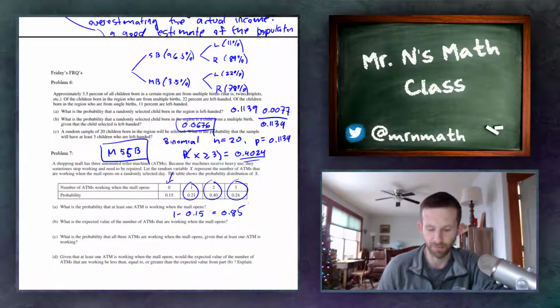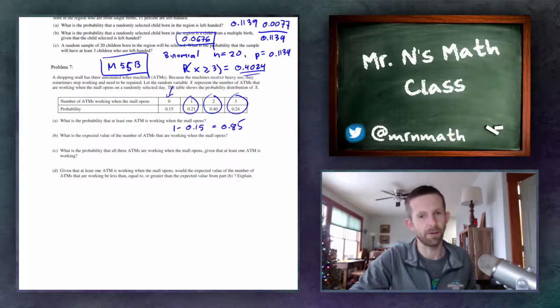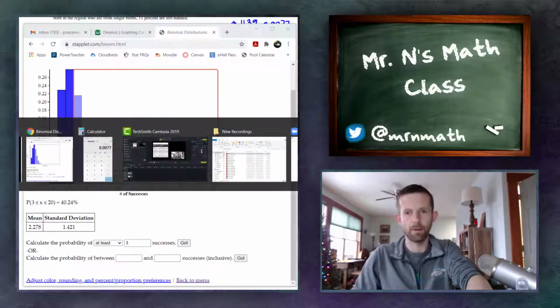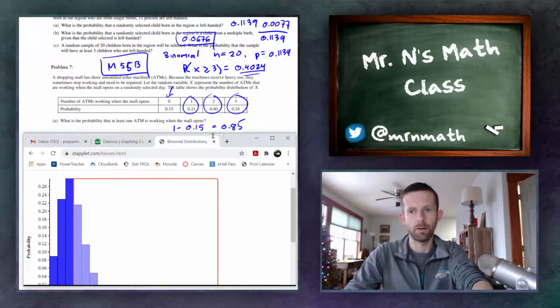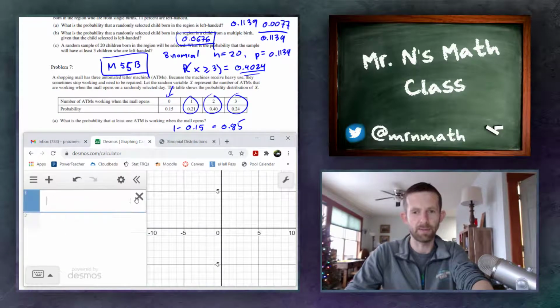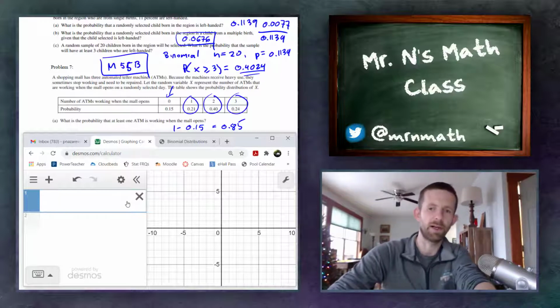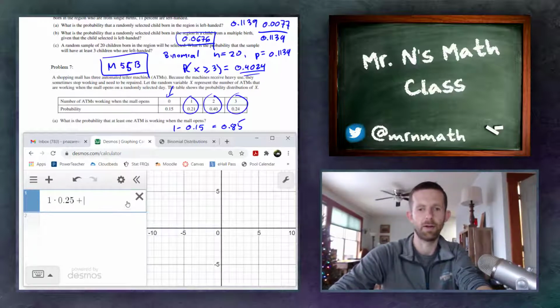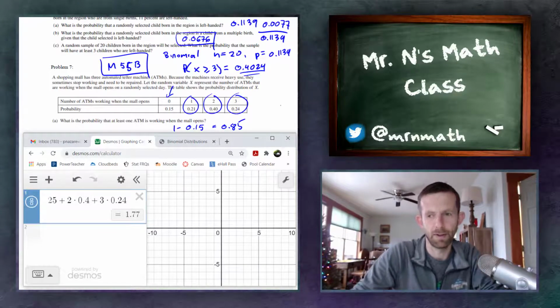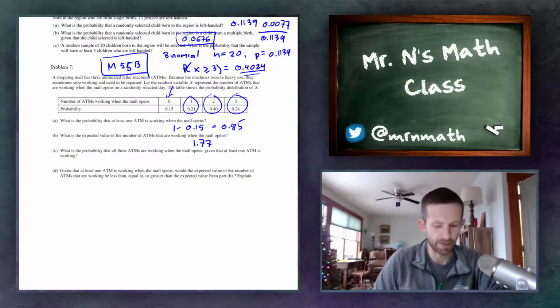What's the expected value of the number of ATMs working when the mall opens? All right, expected value. Once again, I'm going to use Desmos to find the expected value. So it's going to be 0 times 0.15 plus 1 times 0.21 plus 2 times 0.4 plus 3 times 0.24. So 1.77. So I expect 1.77 ATMs to be working on average.